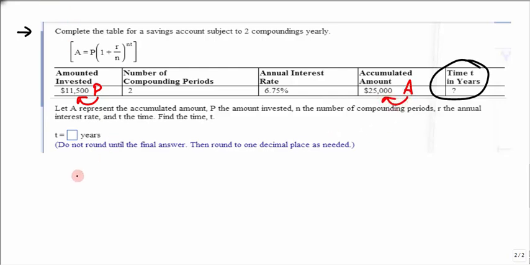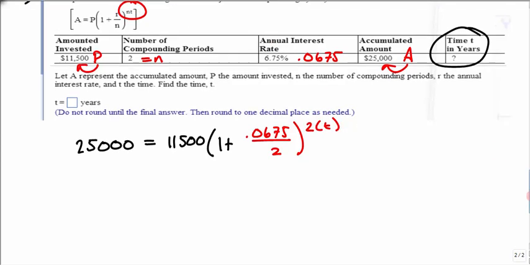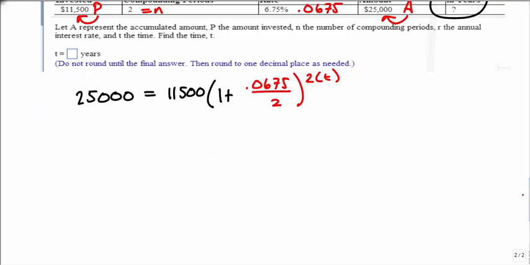So now I can just start plugging in. So I have 25,000 equals P. P is my principal, 11,500. My interest rate, though, I have to make sure I put in as a decimal. I can't put it in as 6.75. I have to put it in as 0.0675. Number of compounding periods is 2. That means twice per year, semi-annual. And then in my exponent, I have 2 times t. Now what I'm trying to do is solve for t here.